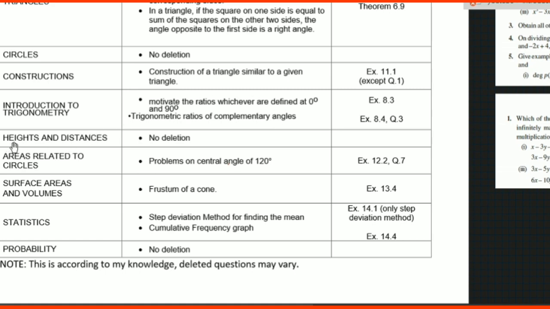And a very good one is heights and distances, with very few sums and very easy to understand the concept also. There is no deletion in this. It is going to help the children well.